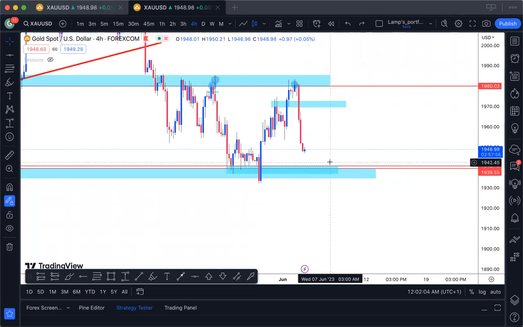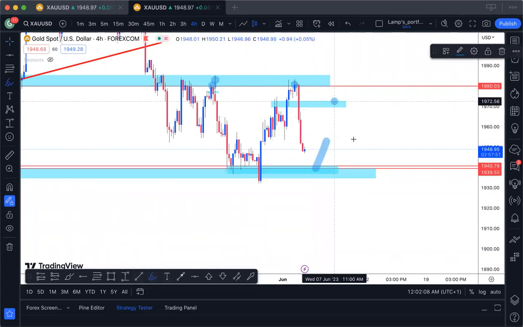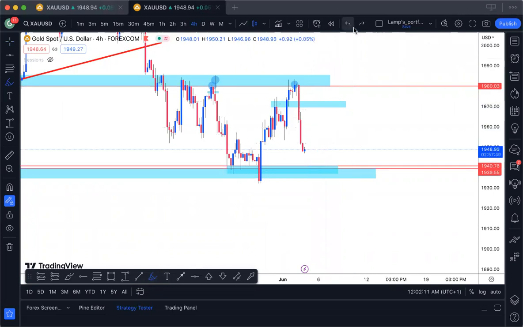So the major areas are buys in this zone or sells in this zone. Basically, yeah.